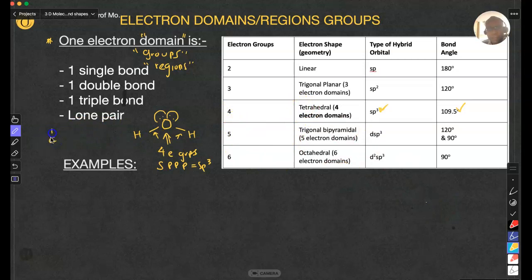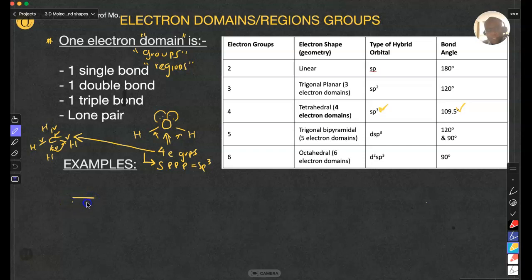Another simple example that I'm going to show here is CH4. If you look at the central atom, you have four single bonds: 1, 2, 3, and 4. So you have four electron groups again, just like you had in oxygen. And then the predicted hybridization will be sp3, and the bond angle around the carbon will be roughly again 109.5, again because it's sp3.